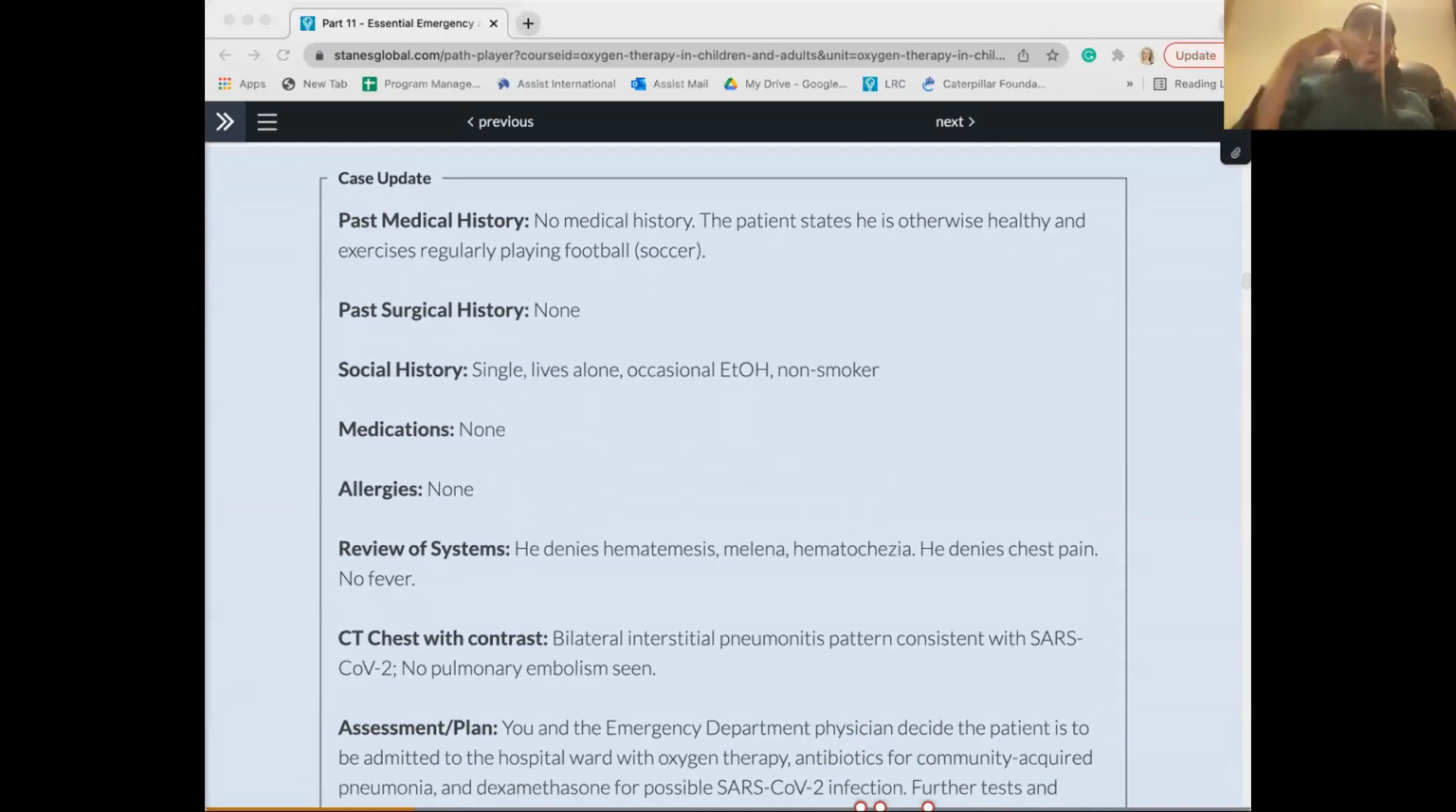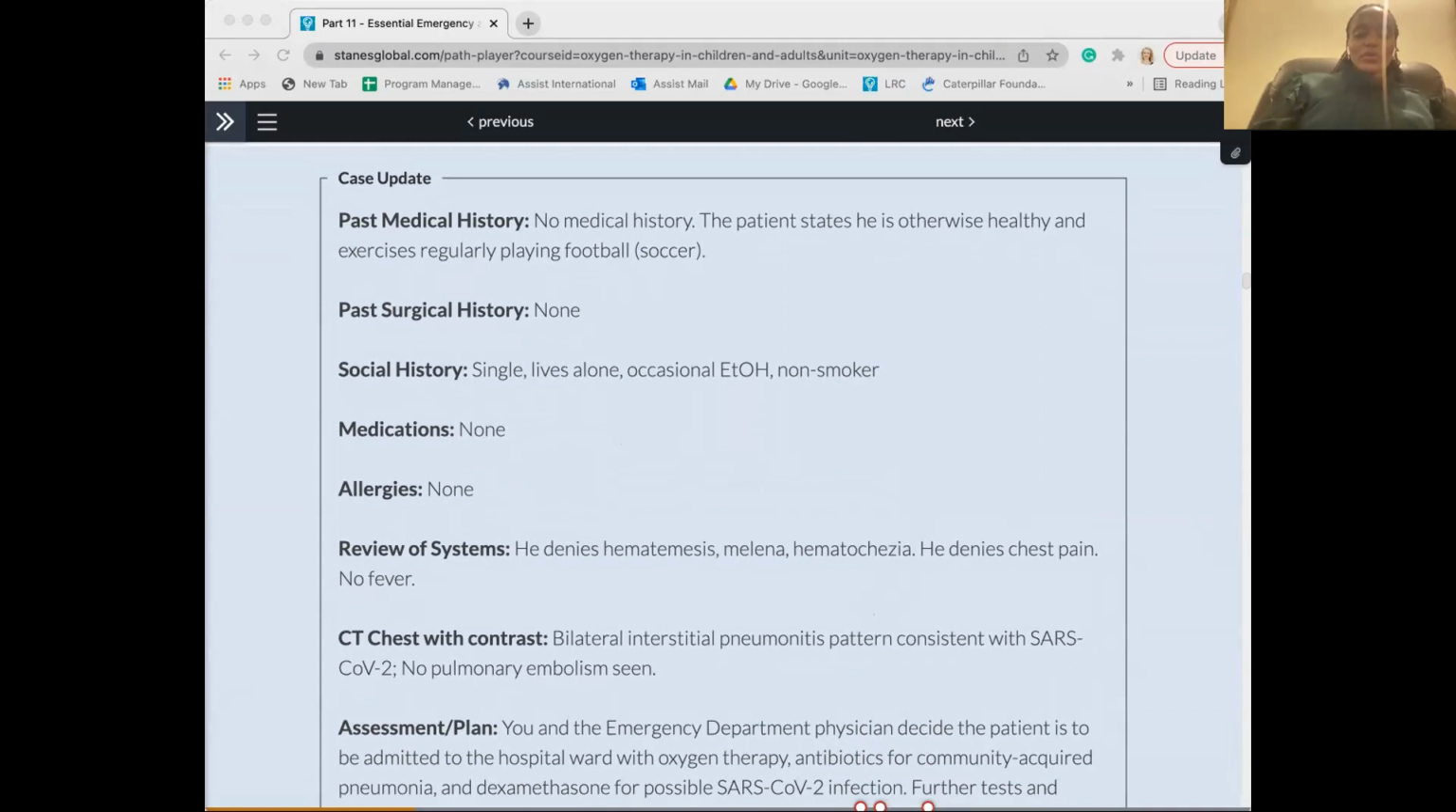So, past medical history now on the same patient that we had. There's no medical history. Patient states he's otherwise healthy and exercises regularly. He plays football. Past surgical history, there's none. Social history, he's single, lives alone. He takes occasional alcohol and is a non-smoker. Medication is none. Allergies is none. He denies hematemesis, melena, and hematochezia. He denies chest pain, no fever.